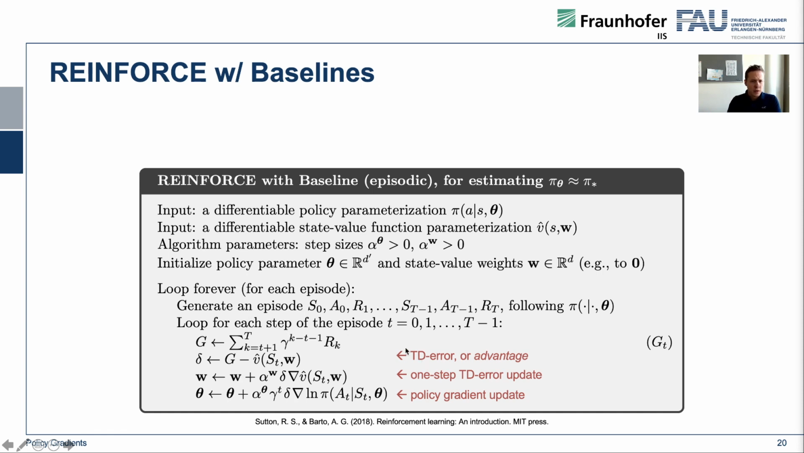And for each of these rewards to go, you calculate the advantage, which is nothing else than the reward to go from a state onwards, minus the estimate of the value you already have for the state. And then you apply a one-step TD error update to update your value function, and the policy gradient update as you have seen before. So this is really working well.